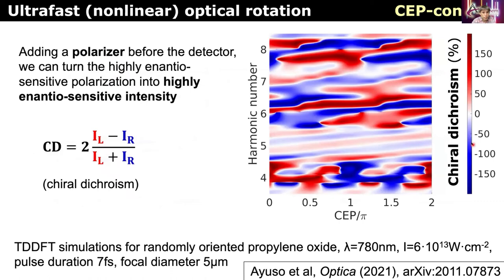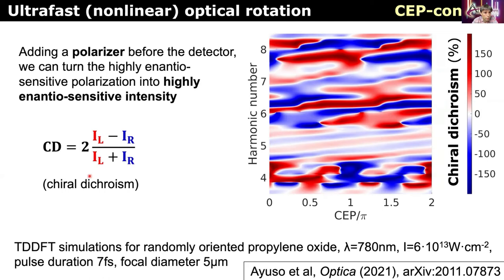I'm going to go quickly. Just want to say that we can turn this highly enantiosensitive polarization into highly enantiosensitive intensity by placing a polarizer before the detector. So if you put a polarizer, you project the chiral and non-chiral components of the harmonics into the same axis, and they interfere. And you can quantify this in enantiosensitivity using a standard definition of chiral dichroism.